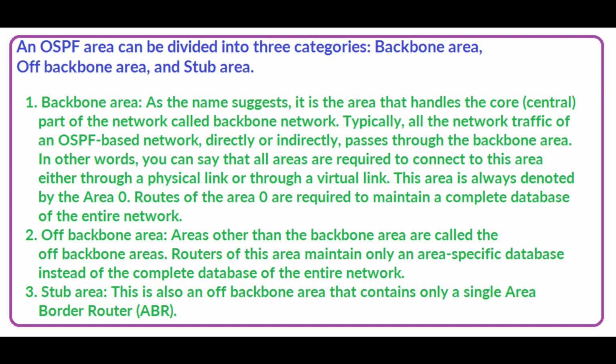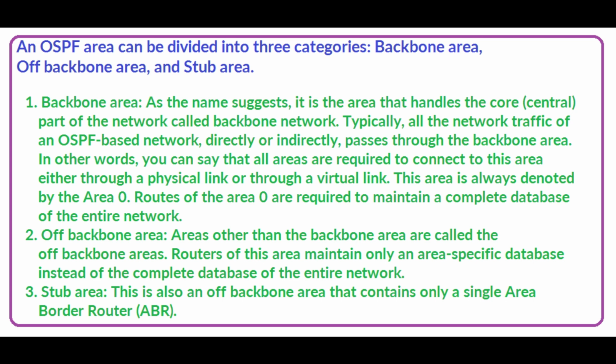In other words, you can say that all areas are required to connect to this area either through a physical link or through a virtual link. This area is always denoted by area 0. Routers of area 0 are required to maintain a complete database of the entire network.